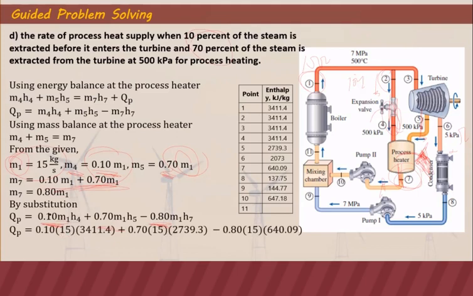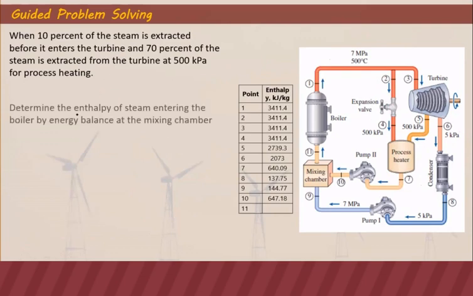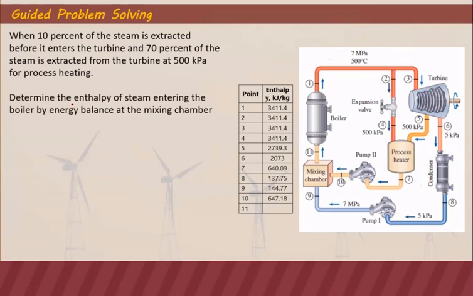And then substituting our mass M1, which is 15, and the enthalpies at 4, 5, and 7 that we already got a while ago, the rate of process heat supply is 26,198.67 kilowatts. So this is the amount of heat that we can utilize for process heat. So with 10% of this with the same condition, we're going to determine the utilization factor.